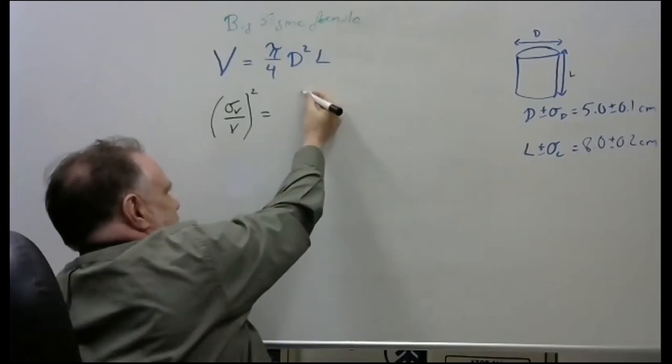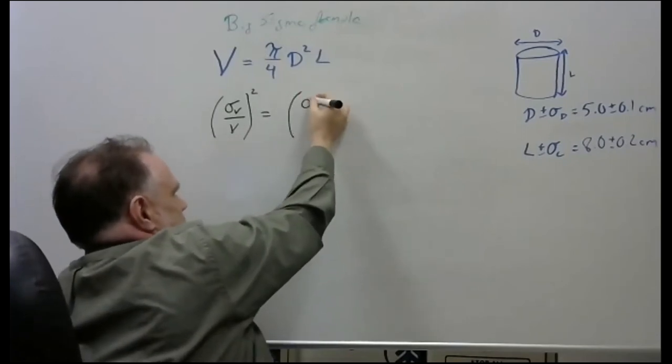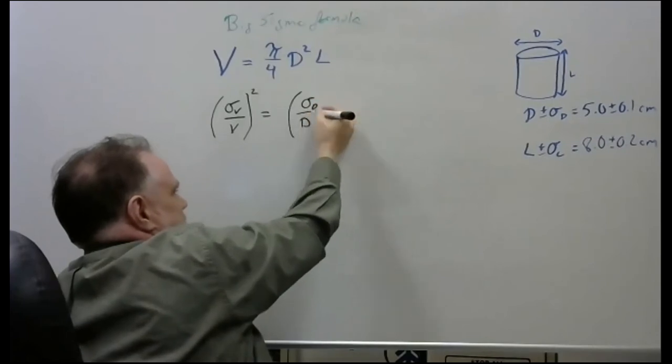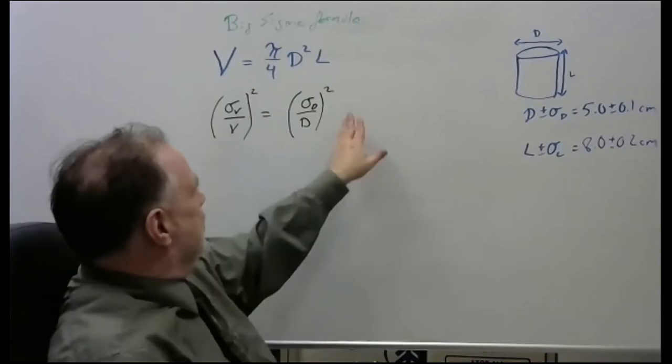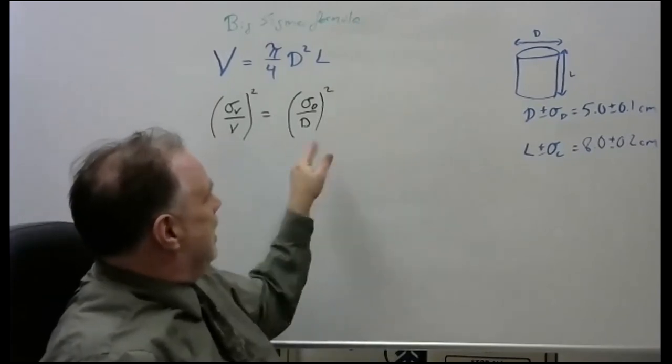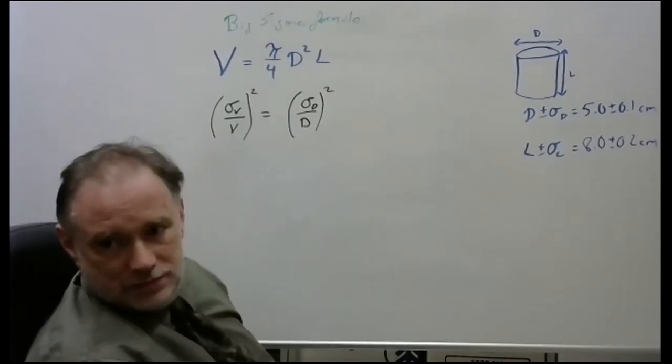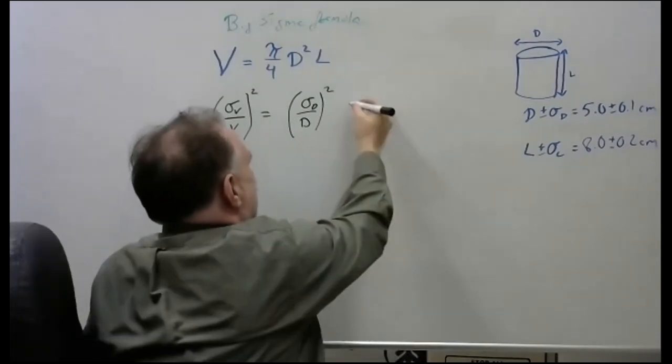What do I write? Sigma d over d, and then what do I do with it? You square the whole thing. I square it. There you go. And then I'm going to do what operation for my next term? Addition. I'm always adding another term.